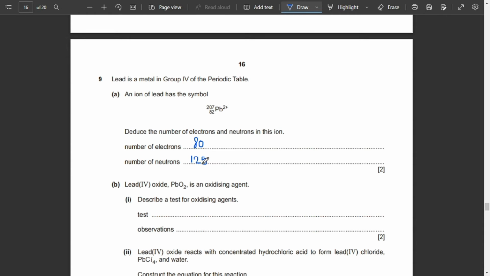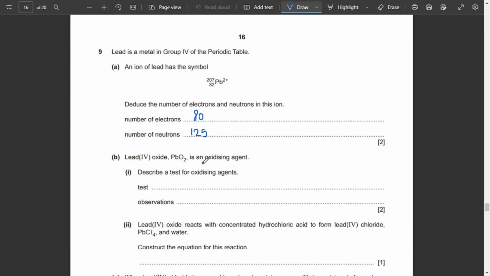Alright, moving on to part B. Lead(IV) oxide, PbO2, is an oxidizing agent. Basically, this is lead oxide and it is an oxidizing agent. This is what the question says. Describe a test for an oxidizing agent.